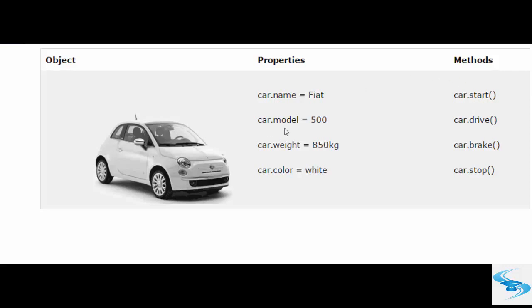Then you have car.model, okay, and it's 500. That's the name of the model. Car.weight is 850 kilograms. Car.color is white, and you could do start, drive, brake, stop, any kind of functions with which you can manipulate any of these properties.